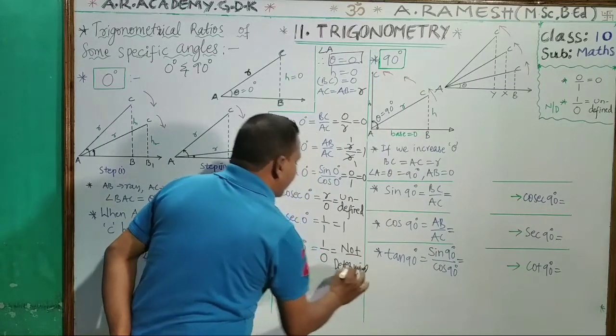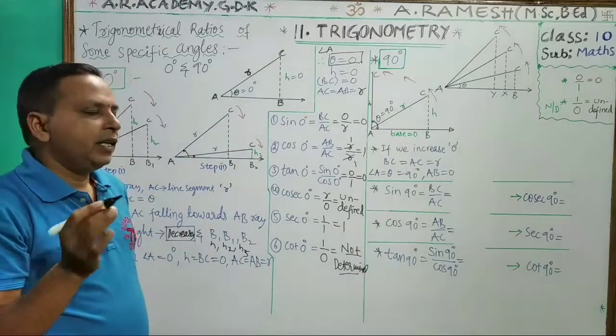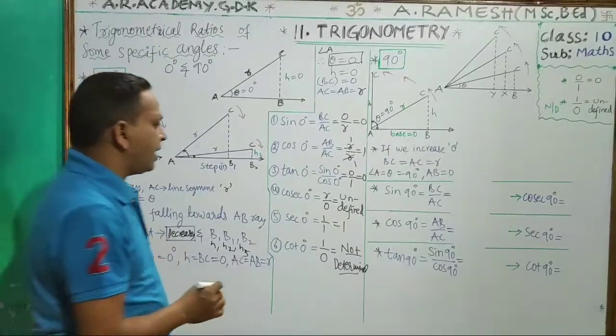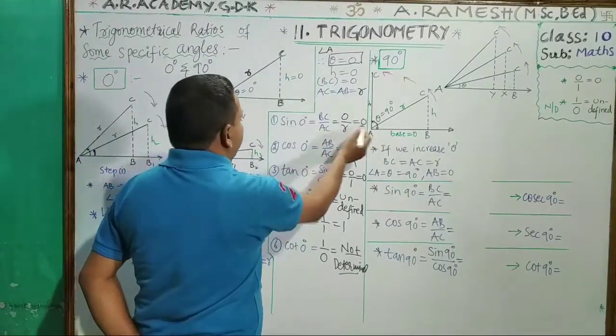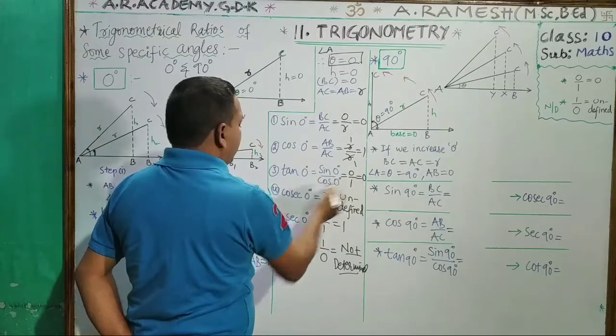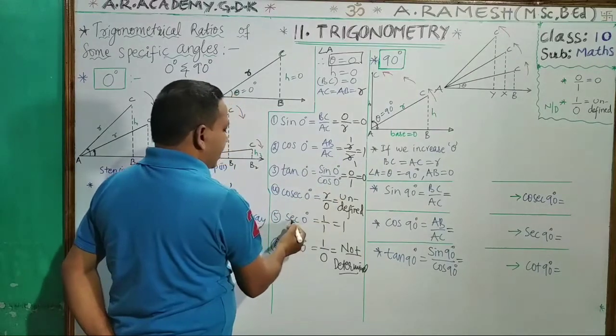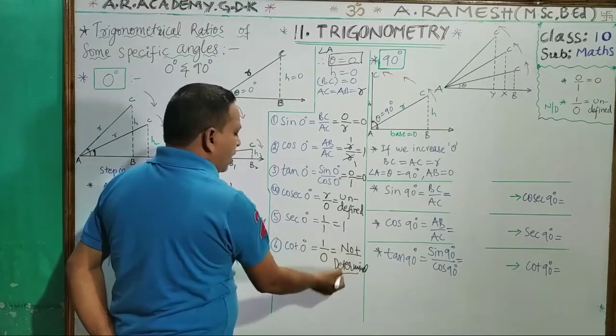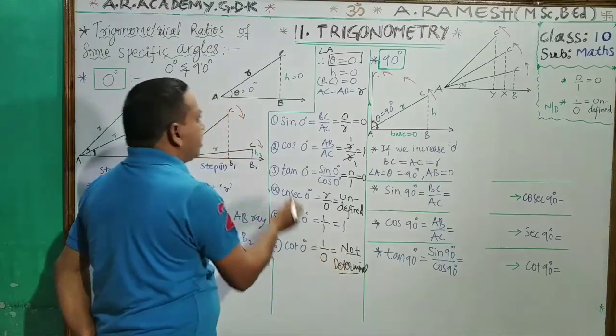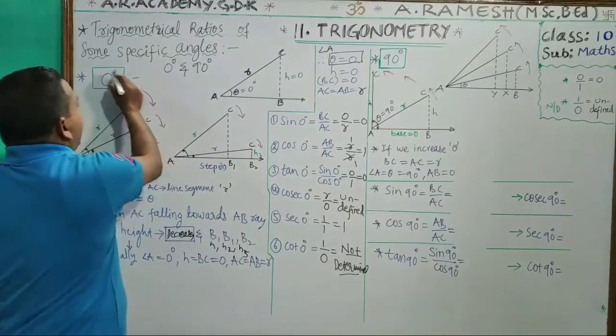It is not determined or undefined. You can write it either way. Finally, what did we get? Sin 0 is 0, cos 0 is 1, tan 0 is 0, cosec 0 is undefined, sec 0 is 1, cot 0 is not determined or undefined. Okay, children, we completed 0 degrees.